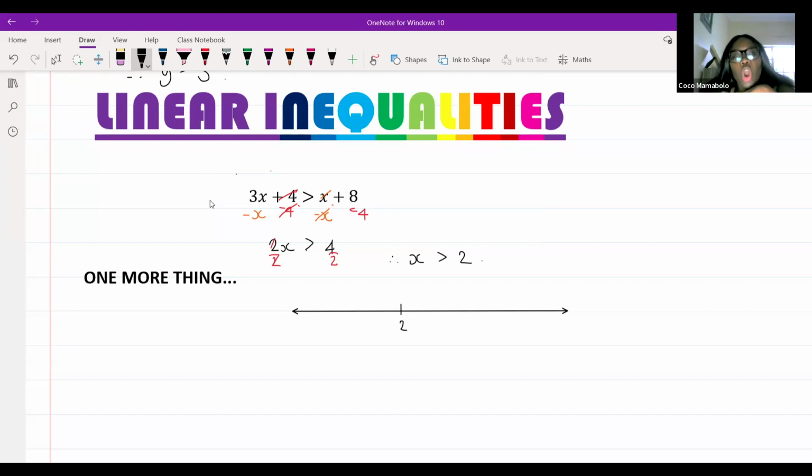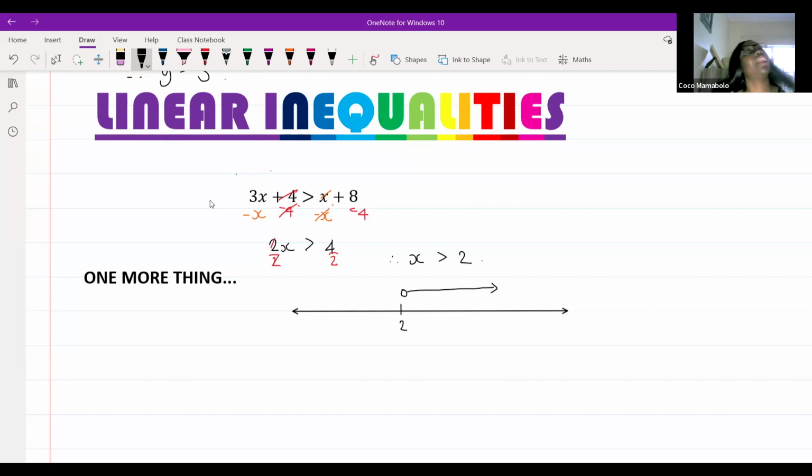Good. We're going to put an open dot there. Good. So I'm going to put an open dot because this is not "or equal to." And then I'm going to make x greater than 2. So all the numbers greater than 2 is what x will be equal to. All right. So we also need to represent all of this on a number line.